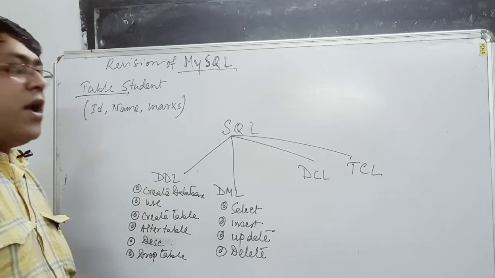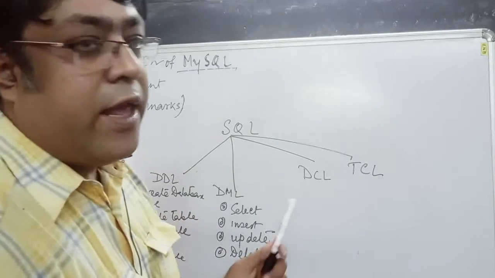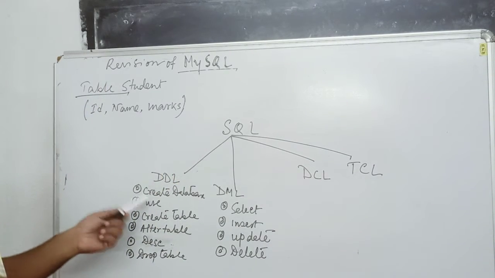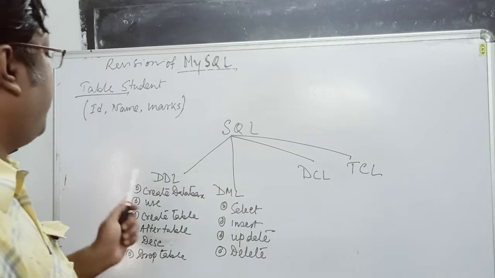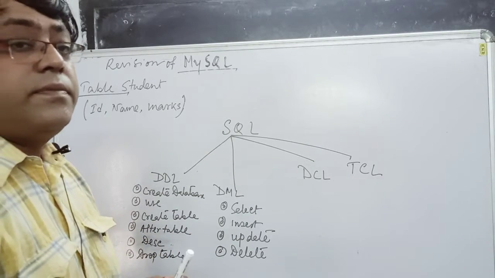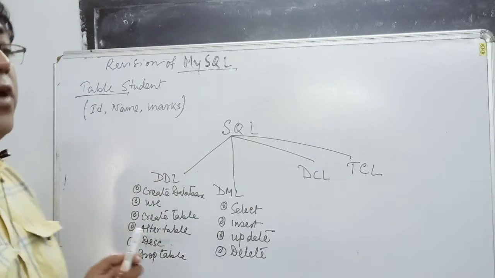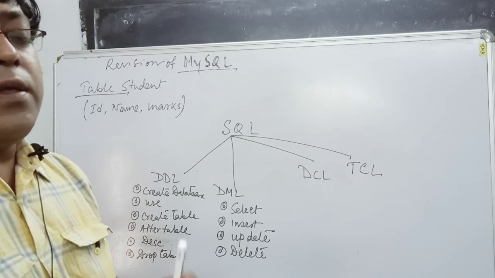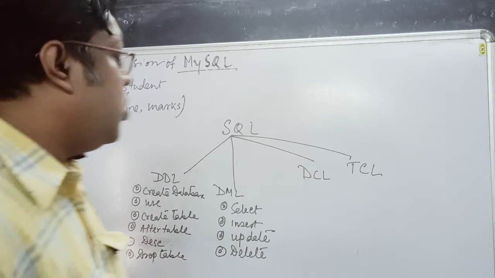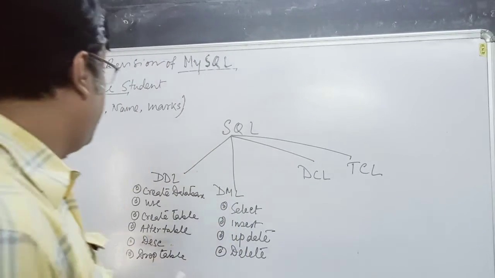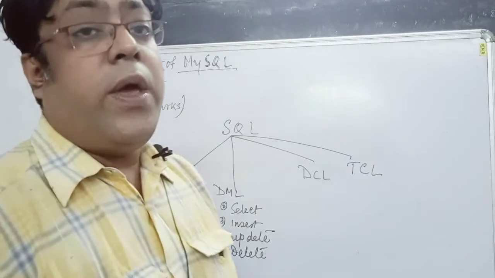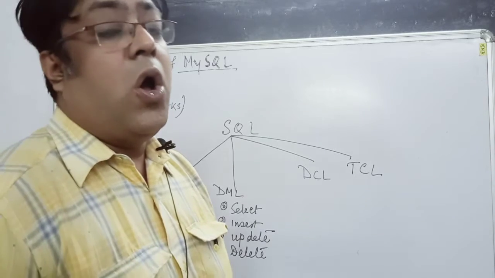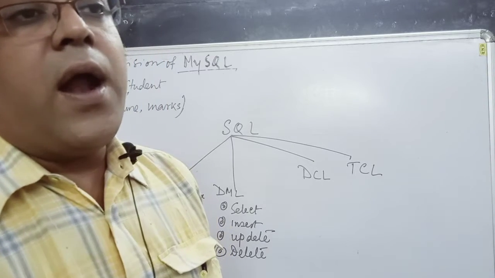The several commands are found in DDL and DML. Both are in our syllabus. In case of DDL, first of all, create database. To create a database, we have to use this type of command. Then the use command is used to open a particular database. Then create table: we use the create table command to create a table or relation in our RDBMS.